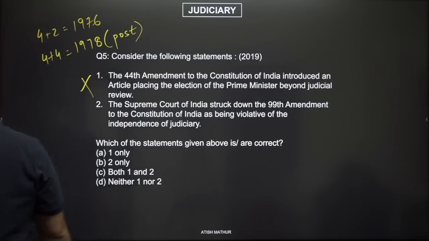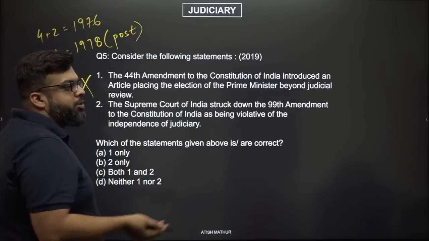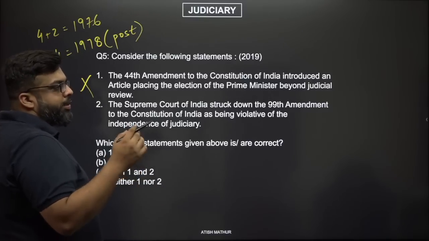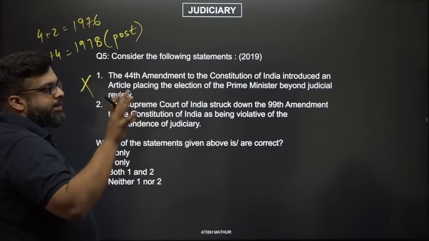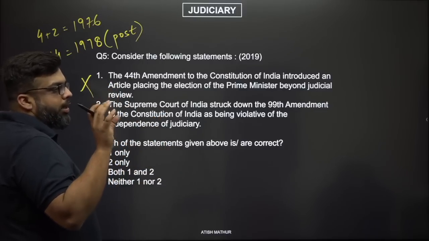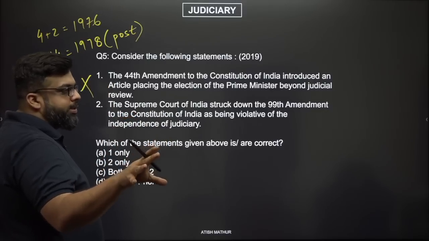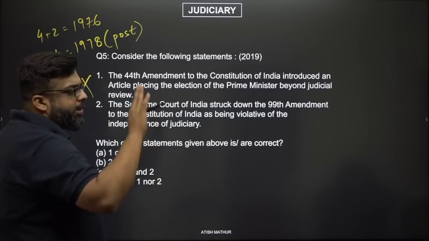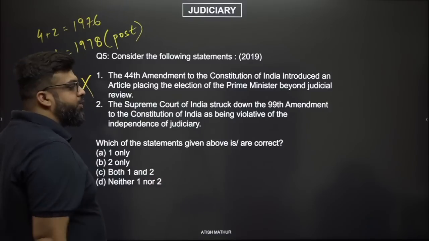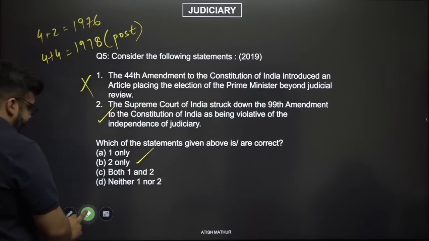The Supreme Court of India struck down the 99th Amendment as being violative of the independence of judiciary. This is the NJAC judgment that we know, the National Judicial Appointments Commission, which was inserted to introduce an institutional mechanism headed by the Chief Justice, comprising two senior Supreme Court judges, the law minister, and two jurists nominated by the Prime Minister, the leader of opposition, and the Chief Justice, to decide on appointments and transfers to the Supreme Court and the High Court. That was struck down because it was violating independence of judiciary, which is basic structure. This is correct. The correct option is B, 2 only.